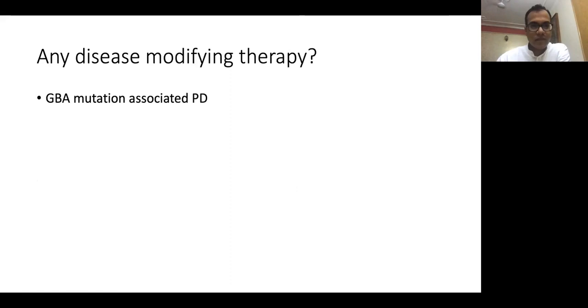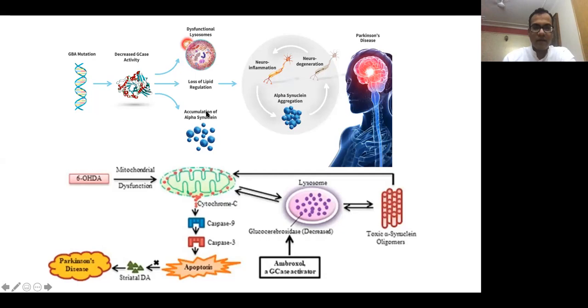So any disease modifying therapy? This has come up in 2019. So leukocerebrosidase is an enzyme, severe deficiency of which causes Gaucher. But some mutations lead to a mild enzyme deficiency, and they don't present as Gaucher's disease, but after some time they present as Parkinson's disease. These patients have some specific differences, like they have early cognition involvement, they have early autonomic involvement. Otherwise, they appear exactly as Parkinson's disease.